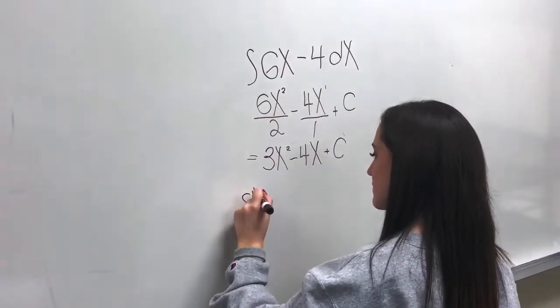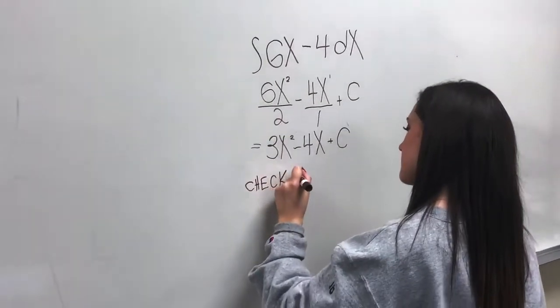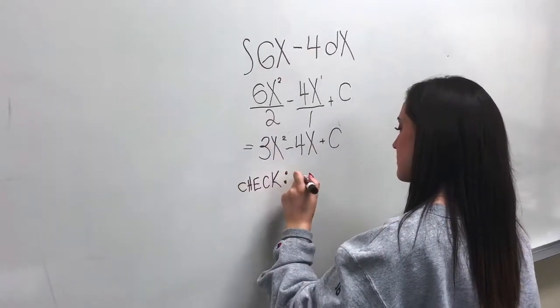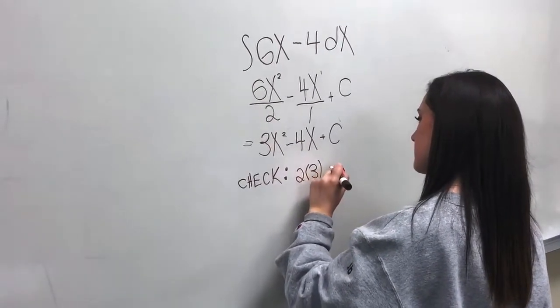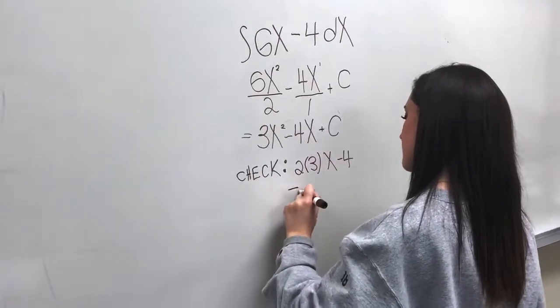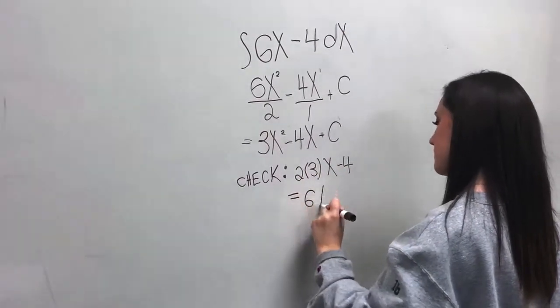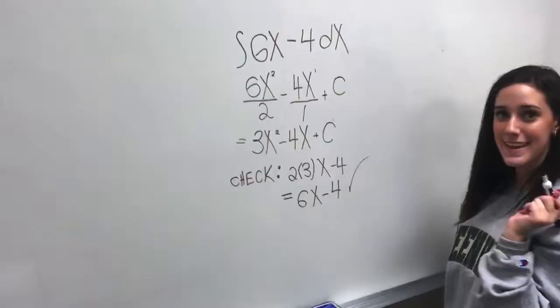Now we can check by taking the derivative. So we bring the 2 in front and multiply it by the 3, decrease the power by 1, and subtract the derivative of 4x, which is 4. So the answer is 6x minus 4, so we know we've done it correctly.